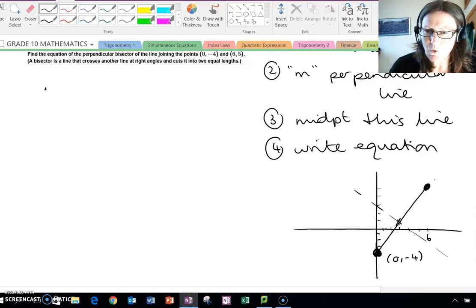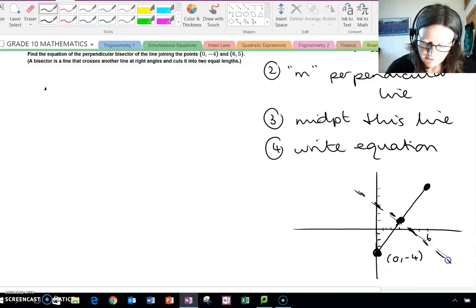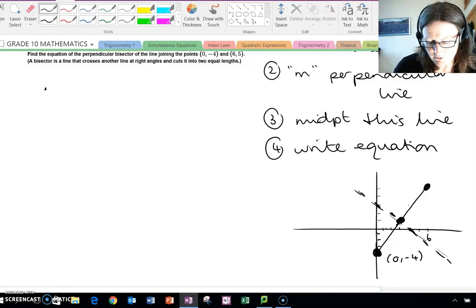But what it wants is the equation of the line that goes through the middle, so the midpoint. We need to find the midpoint of that line, and it wants the equation of the line that is perpendicular through that midpoint. I've represented that by the dotted line. So it wants the equation of the dotted line, a line that goes through the midpoint of our original line and is perpendicular to our original line.